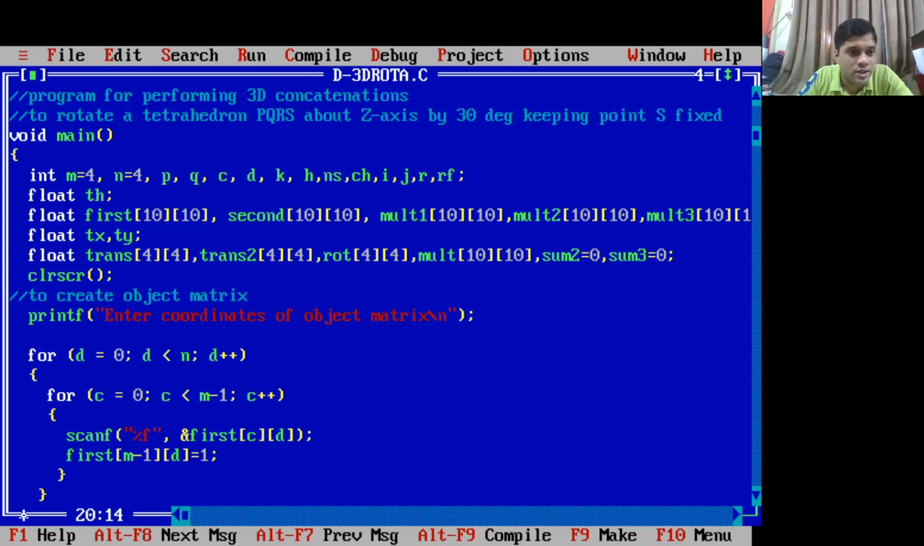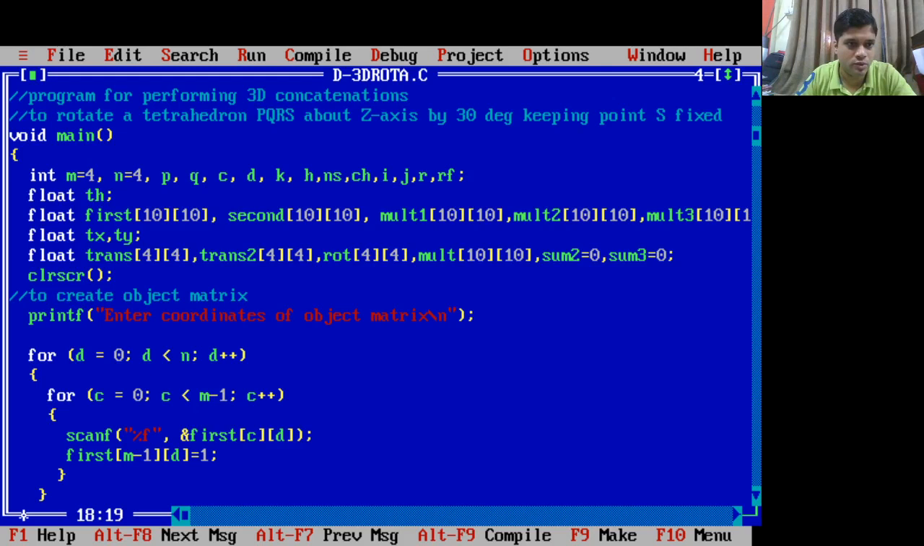So as you can see, c less than n minus 1, all the rows will be incremented, and then the columns will be incremented. The usual way is incrementing columns and then incrementing rows. But here, since we want to represent x, y, z coordinates in a column manner, first we will increment the rows and then we will increment the columns.